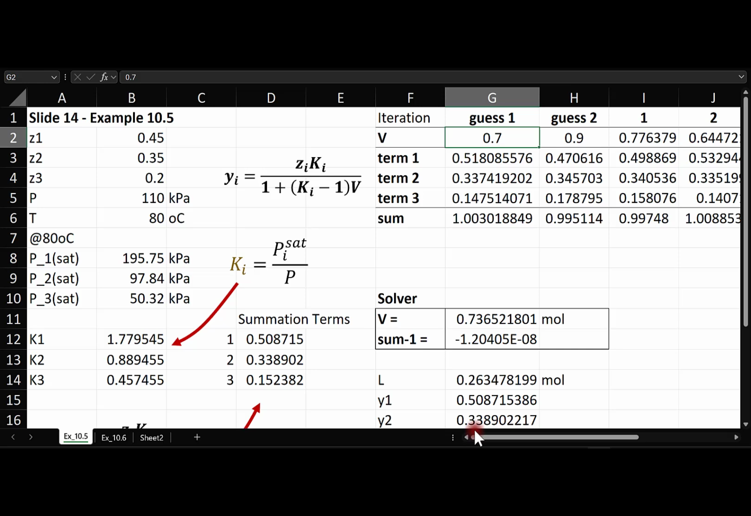So if you're closer to your dew pressure, that means I have more vapor. If you're closer to the bubble pressure, you have more liquid. So that's one way of gauging maybe what my initial guess is. This is for the vapor? This is vapor. Yeah. All right. So that's how you do it. You do all the math.